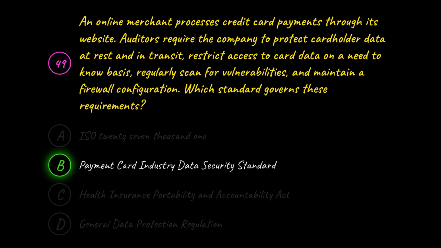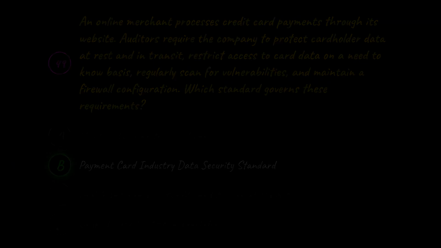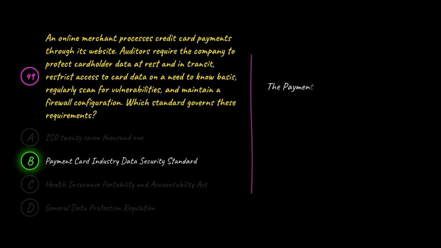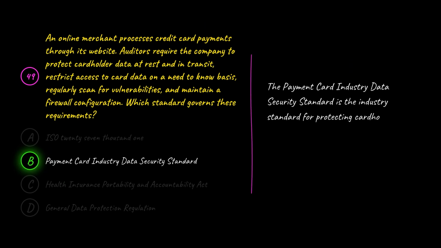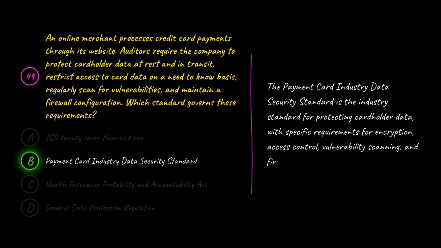The correct answer is B. Payment Card Industry Data Security Standard. B is correct because the Payment Card Industry Data Security Standard is the industry standard for protecting cardholder data, with specific requirements for encryption, access control, vulnerability scanning, and firewall configuration. The merchant's audit checklist matches these requirements.